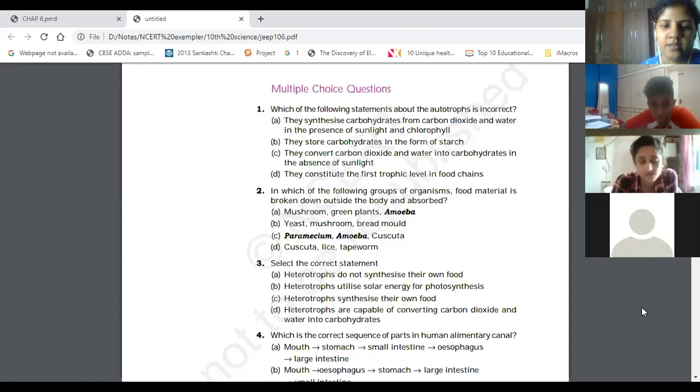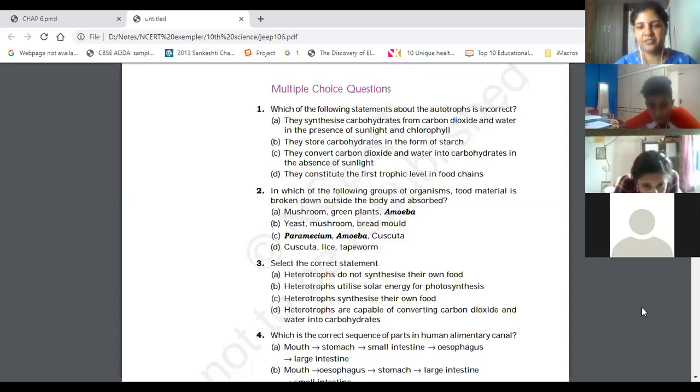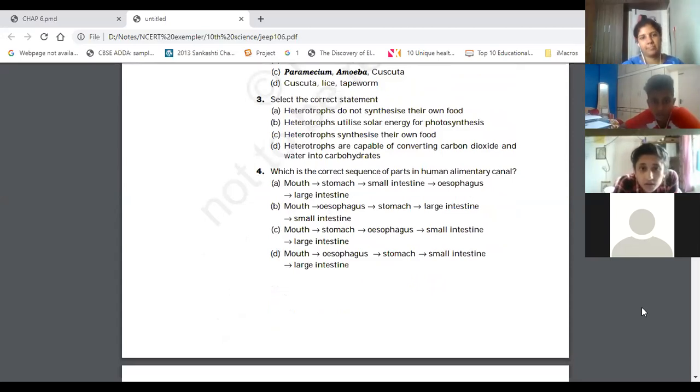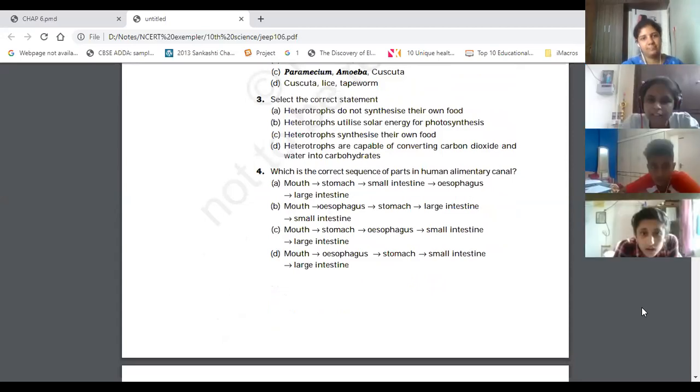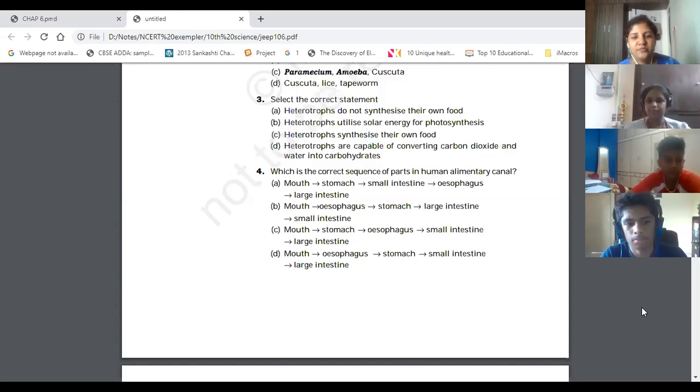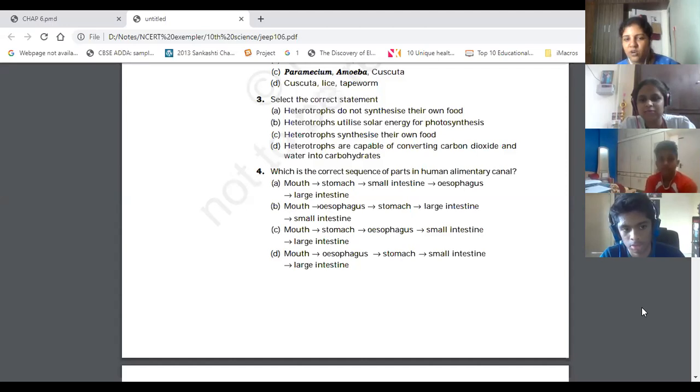Okay. Then which is the correct sequence of parts in the human alimentary canal? Option D. B and D are somewhat similar, only the large intestine and small intestine differ. So the food first enters the small intestine and then the large intestine.